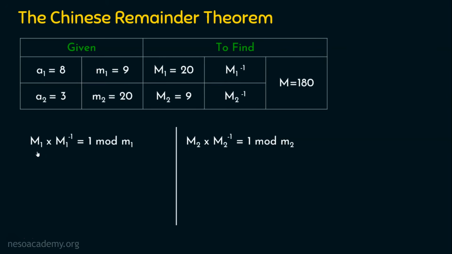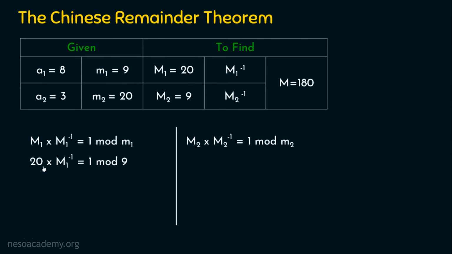So firstly, let's focus on this equation. We get 20 into capital M1 inverse is equal to 1 mod 9, because small m1 is 9. So 20 into what, the whole product when it is divided by 9, we get 1 as the remainder. Let's start applying with 1. You can also go for extended Euclidean algorithm to find the multiplicative inverse. Since these are all smaller numbers, I am going directly.